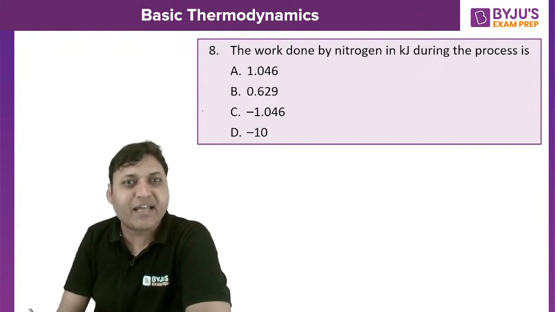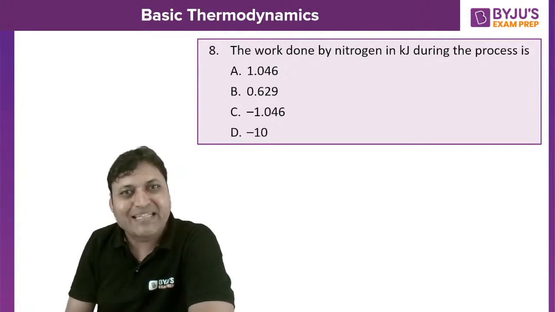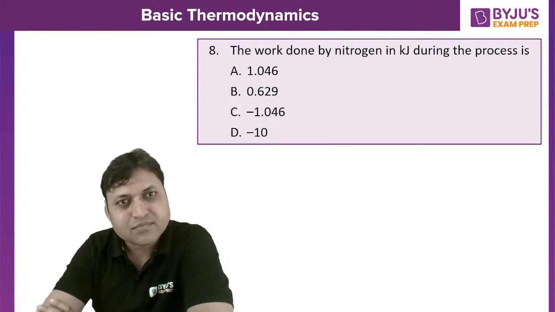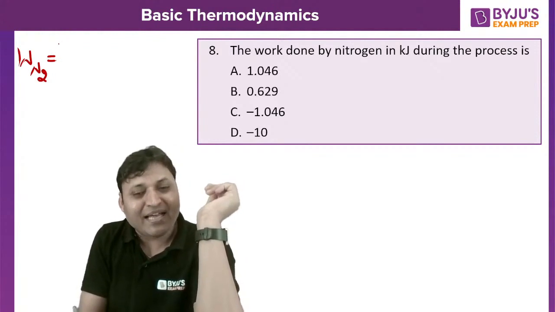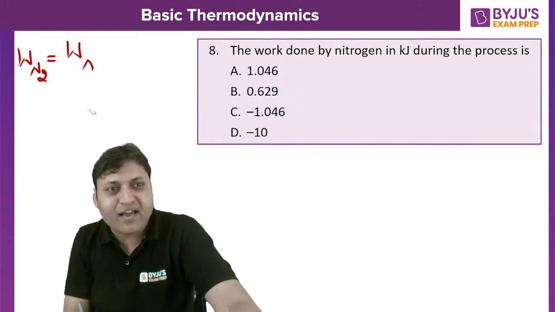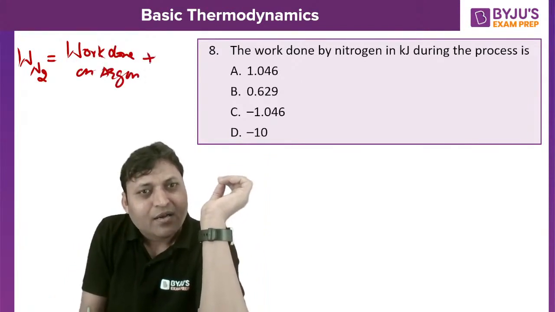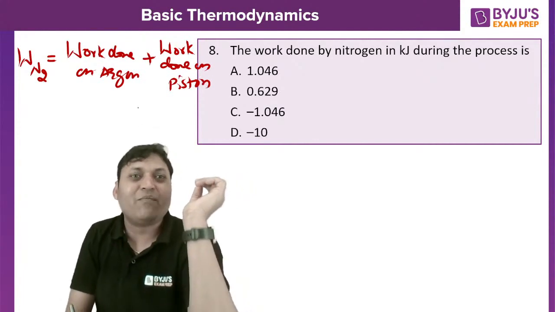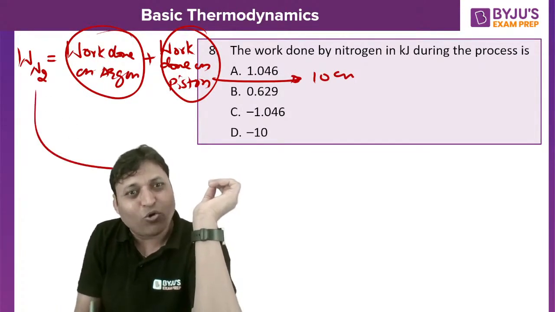And the next part of the question is, work done by the nitrogen during the same process. What is the work done by the nitrogen? The work done by the nitrogen is work done on argon plus work done on piston. To move the piston, some work will be done by the nitrogen only, because the piston is moving by a height of 10 centimeter. So that will be the total work done by the nitrogen.